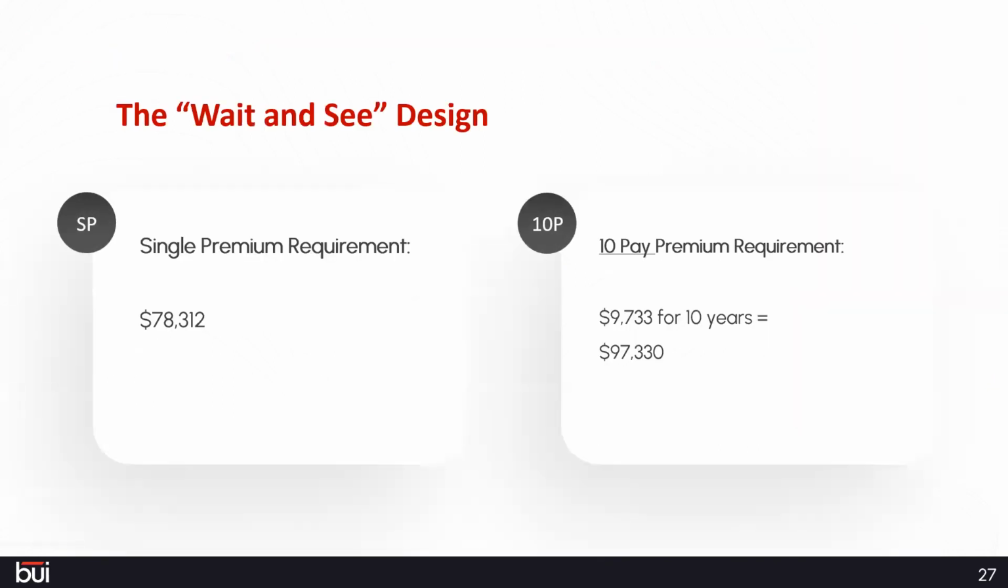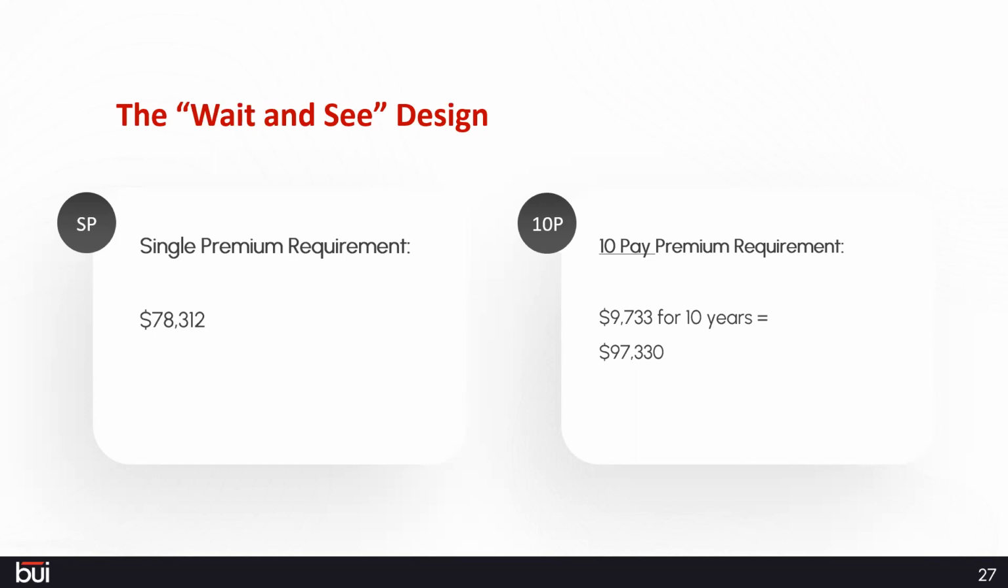So generally speaking, with long-term care insurance, the shorter increment you pay, the more cost efficient it is. So the most cost efficient method of purchasing long-term care insurance is going to be a single premium. 10 pay is going to cost more, and a lifetime premium is going to be the most.